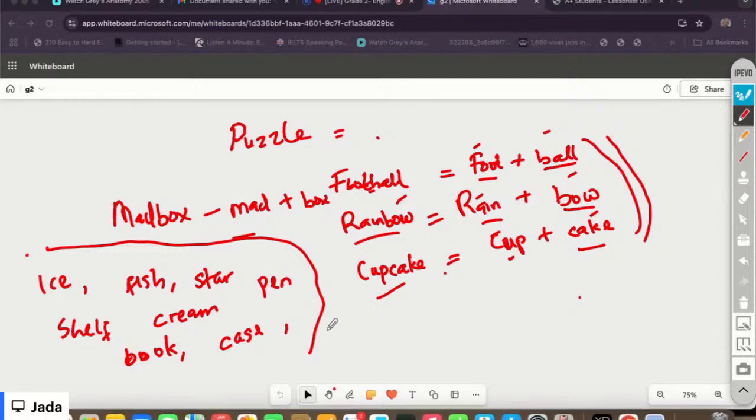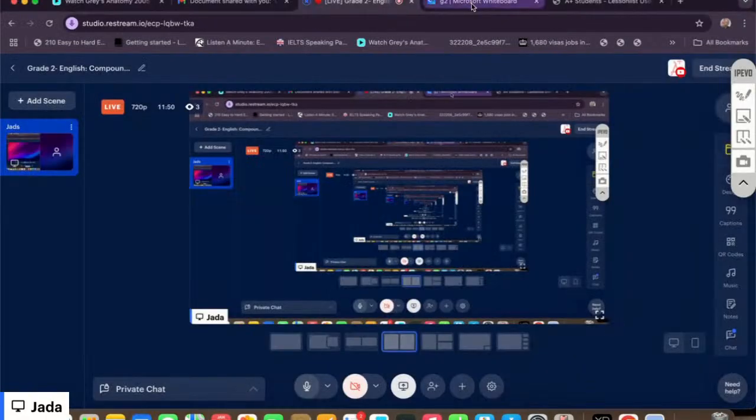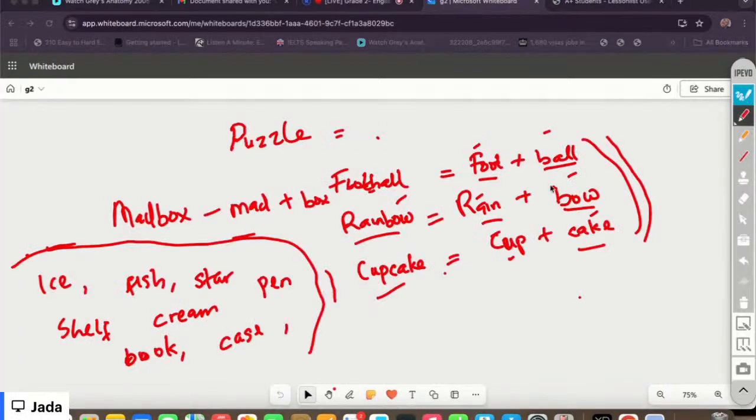Just look at the words that I've created here for you all. From these words, you have to make a compound word. So can you check them, you guys? Check the words and give me a compound word.